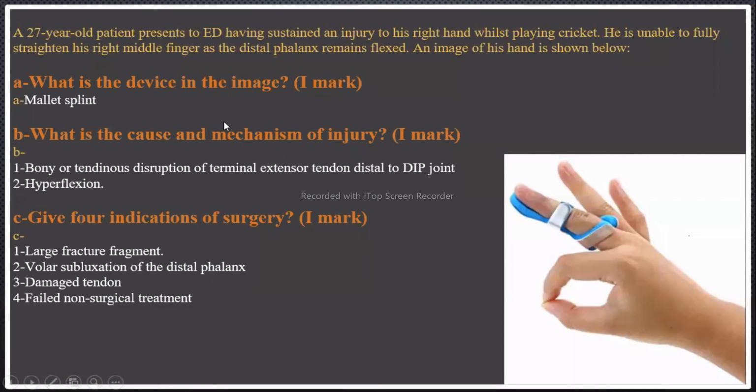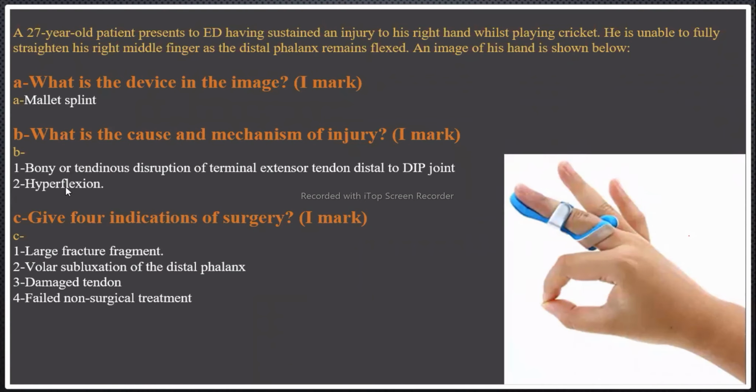So the last one here, mallet finger. Be familiar with that. They can ask you about mallet finger, and also about the mallet splint. This tendon is an extensor or flexor? It means dorsal or volar. Extensor. So they can ask you about the device, and also about the cause and the mechanism: bony or tendinous disruption of the extensor tendon distal to the DIP joint.